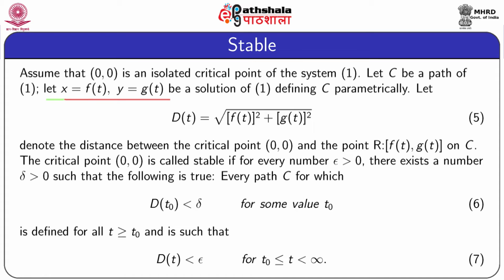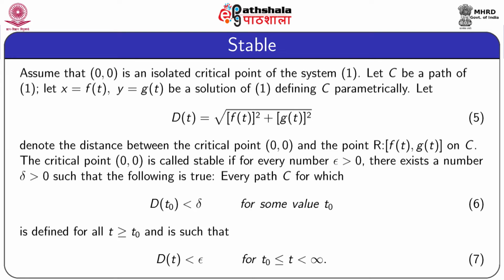Let x equal to f(t) and y equal to g(t) be a solution of 4 defining C parametrically. We also define d(t), which is equal to the square root of f(t) squared plus g(t) squared, given by equation 6, and this denotes the distance between the critical point (0, 0) and the point R, which is (f(t), g(t)) on the curve C.